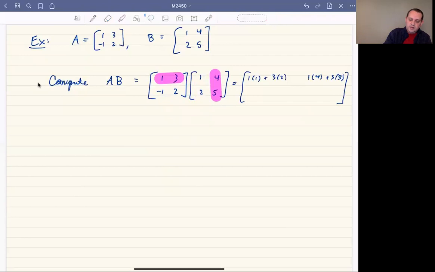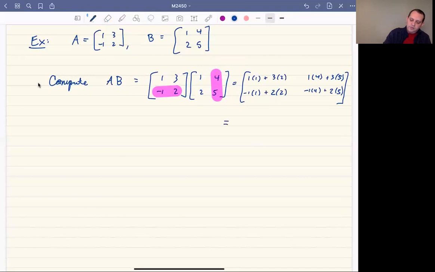And then we'll do this again with the bottom row of A. So we're going to get negative 1 times 1 plus 2 times 2. And then finally, in the second row and second column of our product, we'll get negative 1 times 4 plus 2 times 5.